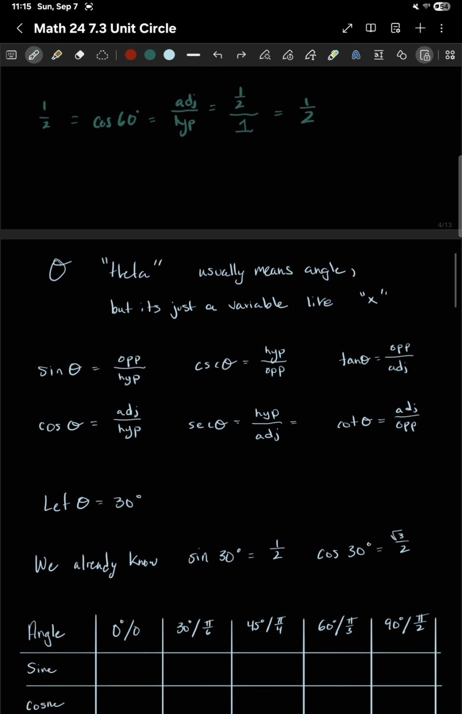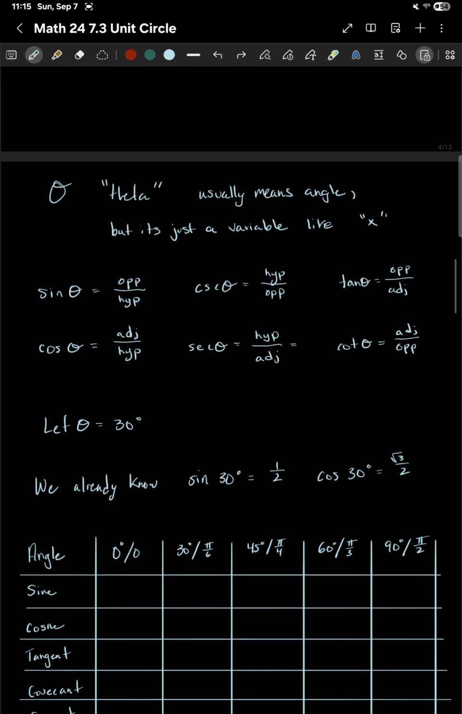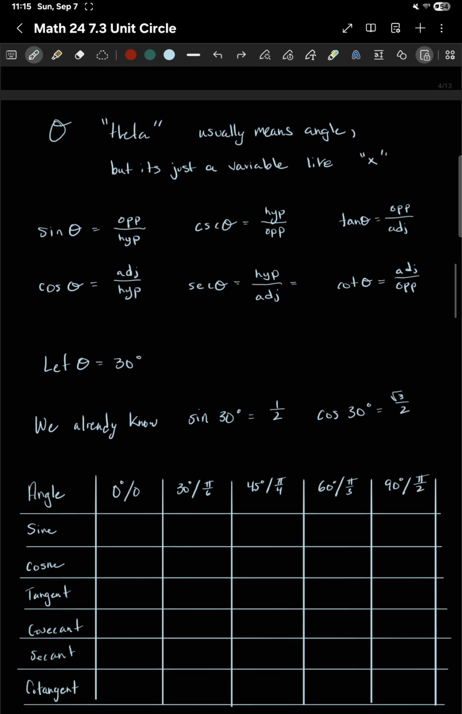So I used it up there, I guess accidentally a little bit, but you're going to see this a lot. This symbol here that looks like a cursive O, theta, that's the Greek letter theta. It usually means angle, but it's just a variable like x.